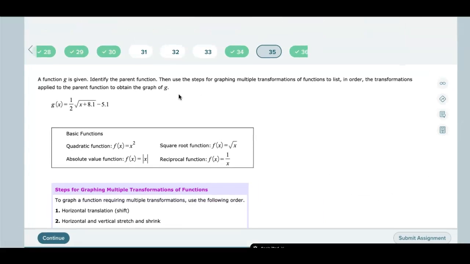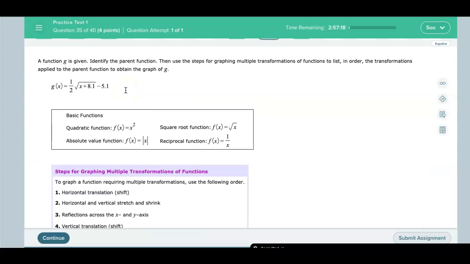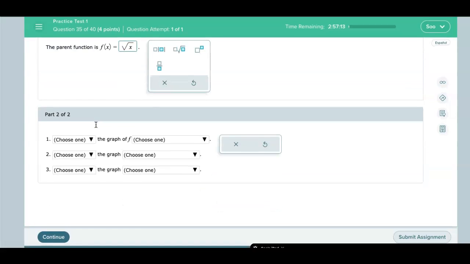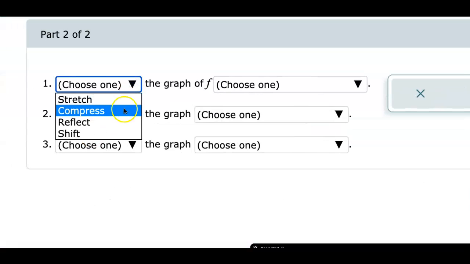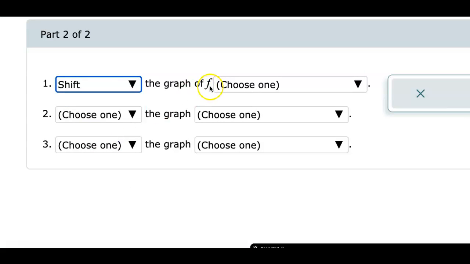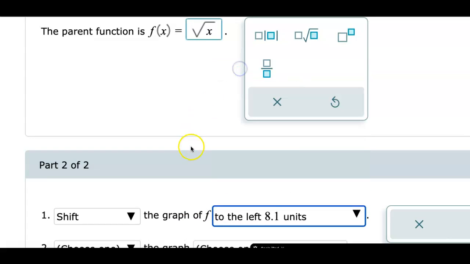So let's tell them that first. And you know, this is very nice. They give you steps for graphing transformation function. Do the horizontal translation first, do the vertical stretch or shrink, and then reflect and then do your vertical translation. But first of all, we have a horizontal translation of 8.1 to the left. So I'll tell them part number 2, the first step is to shift the graph of f 8.1 units to the left. And I told them that.